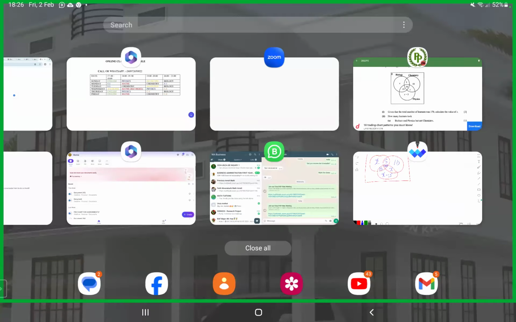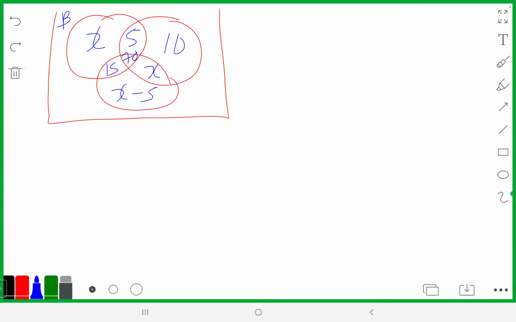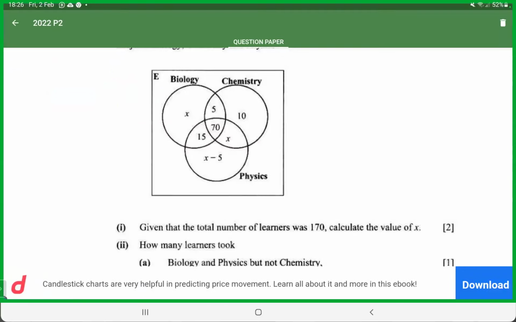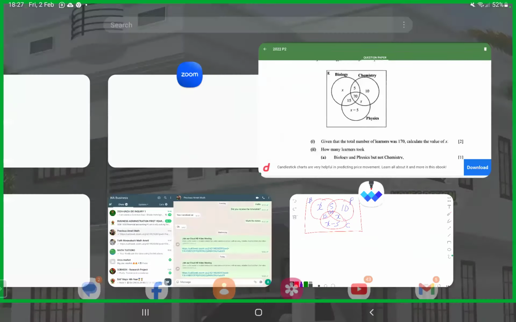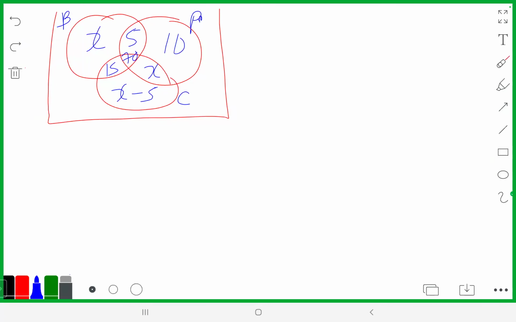Biology, physics, chemistry. So I will label these: B for biology, P for physics, and C for chemistry. Sorry, chemistry is up and physics is down, like this. And this is the E. Now this E is representing a universal set. Sometimes they can put U. It's the same thing. If you find U or E, it represents a universal set.